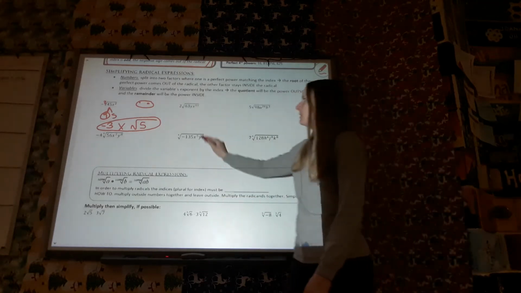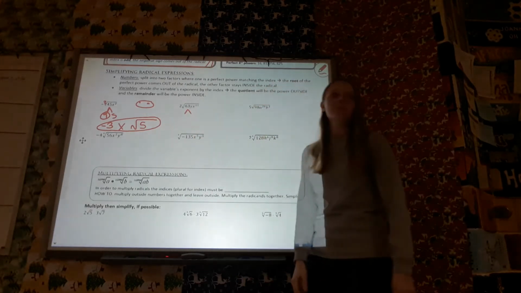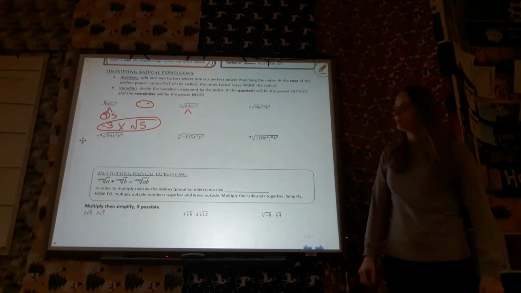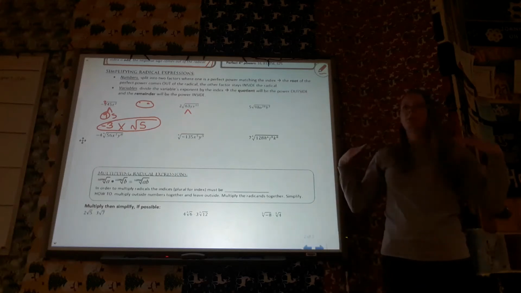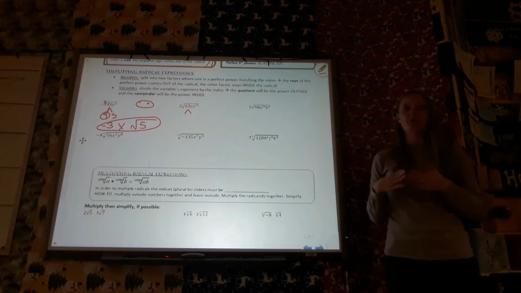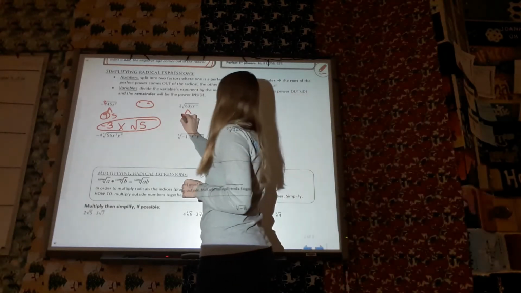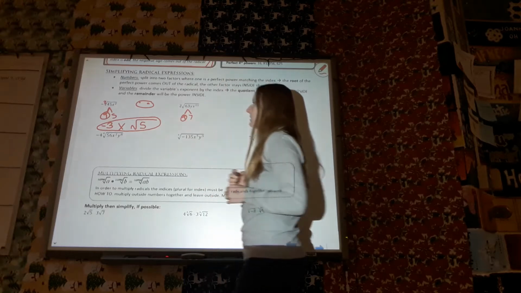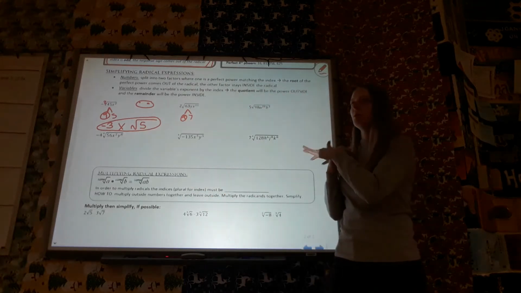Alright, let's try the next one. What kind of root is this? Square root. So I want to split 63 into two numbers where one of them is the biggest perfect square possible. 9 and 7. 9 is the perfect square. What's the square root of 9? 3. I'm going to pull the 3 out of the radical.